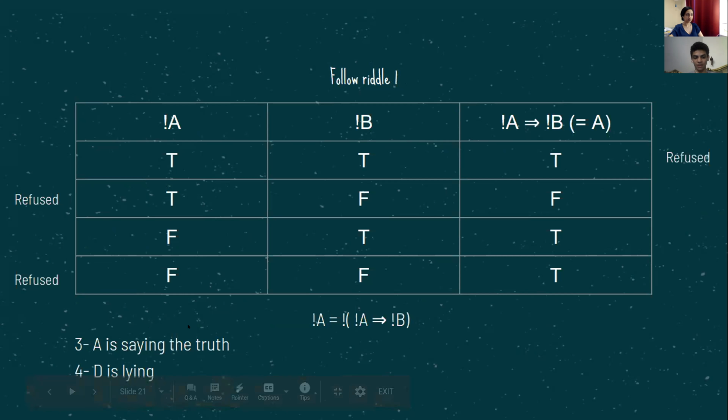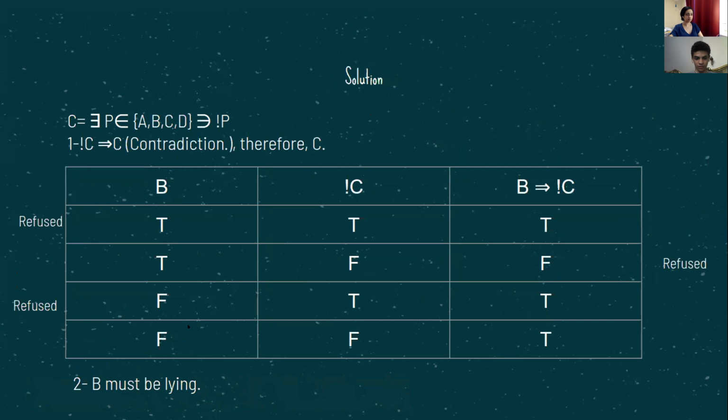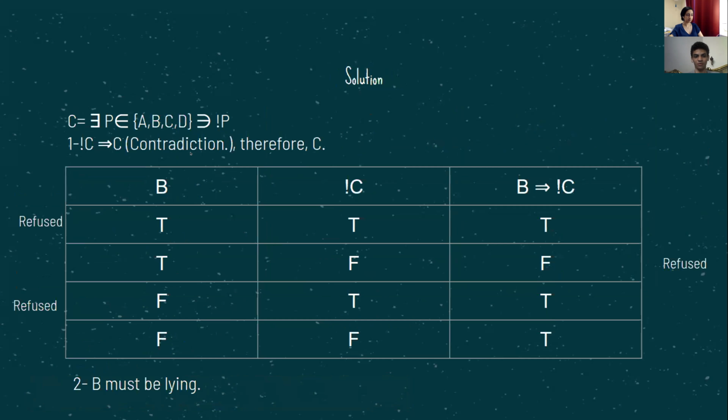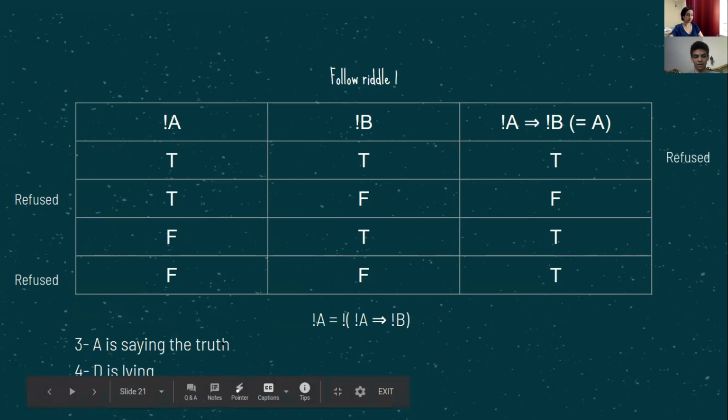So A must be saying the truth, and then when we go back, we find that D is saying that A is not saying the truth, and so D must be lying. So the solution would be that C is saying the truth, B is lying, A is saying the truth, and D is lying.